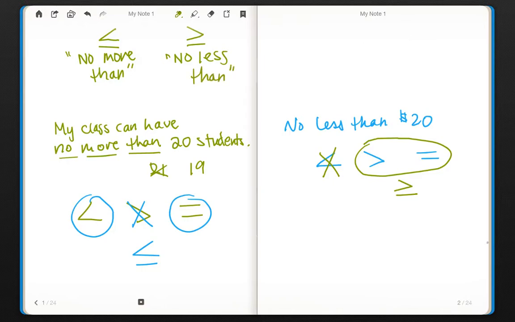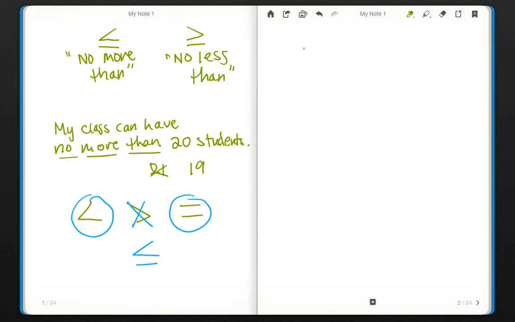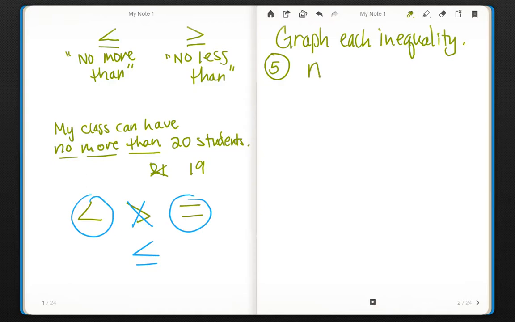All right, so that's the first part of this lesson. The second part is graphing. So your directions will say graph each inequality. So you will be given an inequality, and I believe we were on number 5. So let's take n is less than or equal to 9.